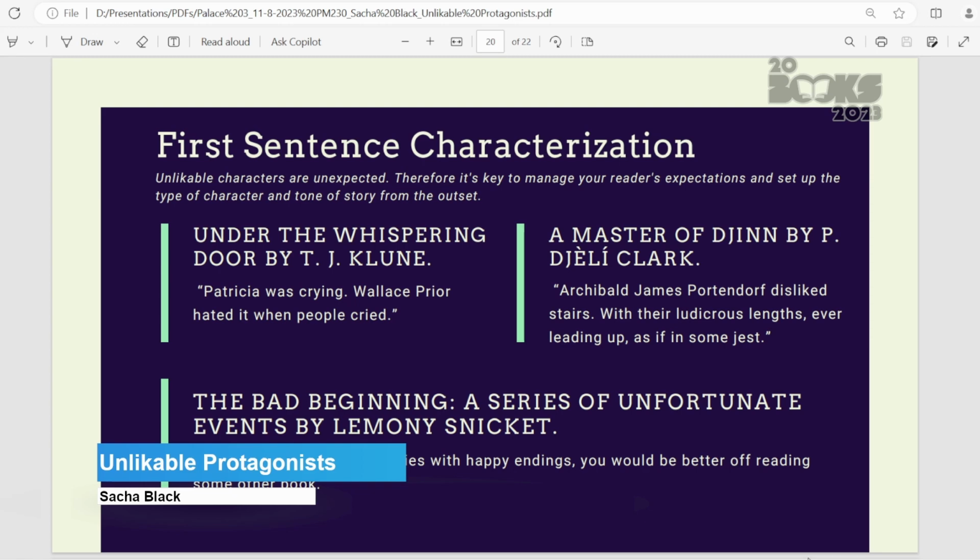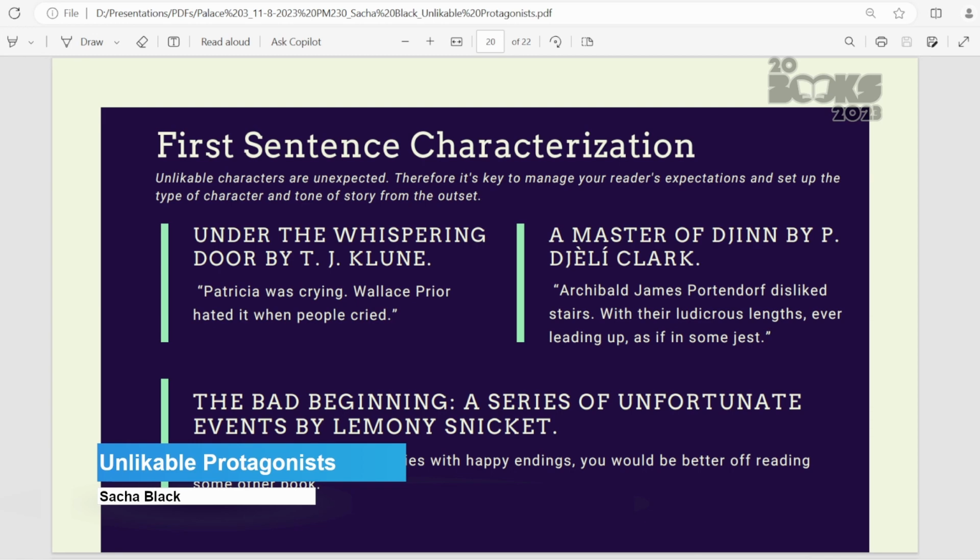And then the third example: if you are interested in stories with happy endings, you would be better off reading some other book. So that was from The Bad Beginning, A Series of Unfortunate Events by Lemony Snicket. Not quite the same. It's not necessarily hating on anything inane in that first sentence, but he is demonstrating his intolerance for anything, including you, the reader, right? So he's setting up that expectation.